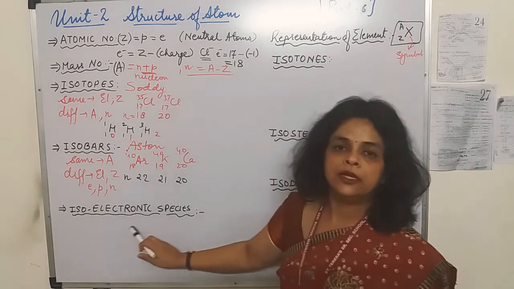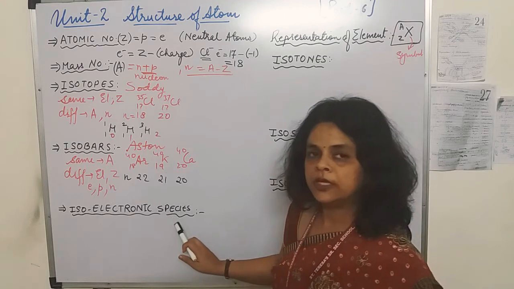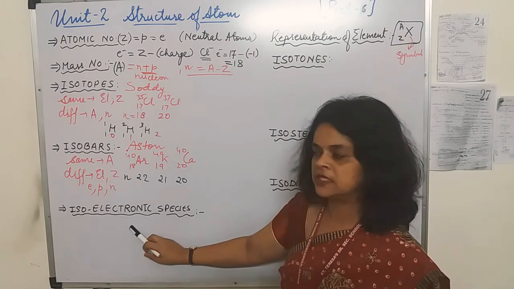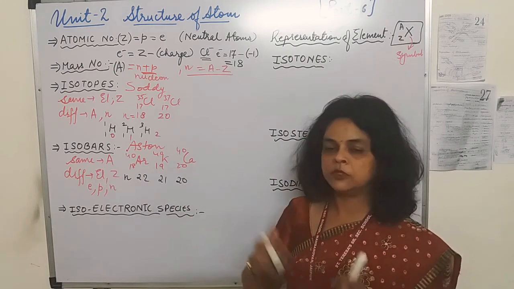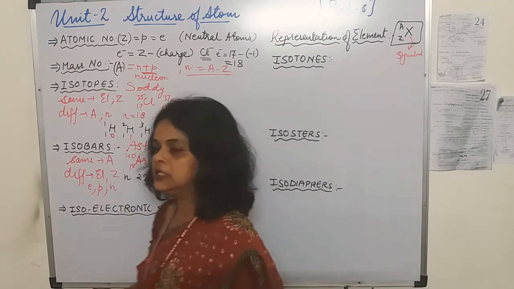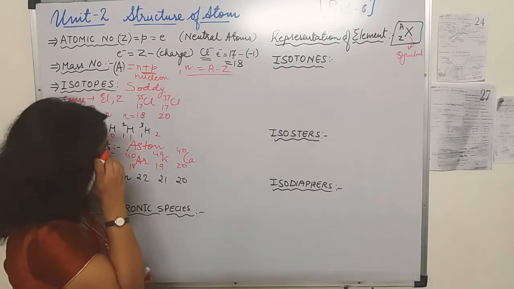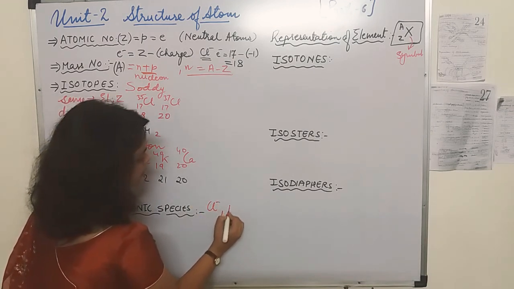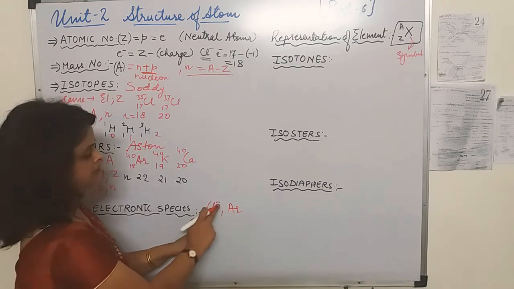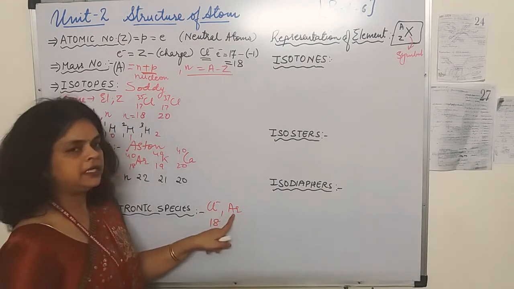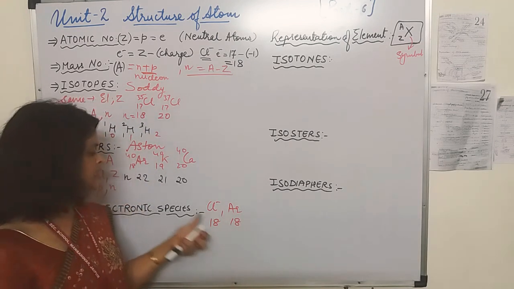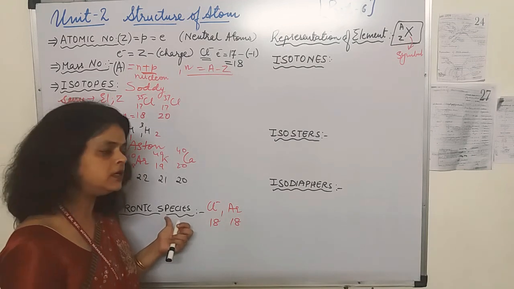Next one, isoelectronic species. Beta, isoelectronic, as the word itself indicates, means the same number of electrons. The species, that means the atoms, molecules or ions which have the same number of electrons, come under this category. Let's take the example of chloride and argon. What is the number of electrons in chloride? 17 plus 1, that means 18. And in argon also it is 18. So we can say they have the same number of electrons, that means they constitute isoelectronic species.